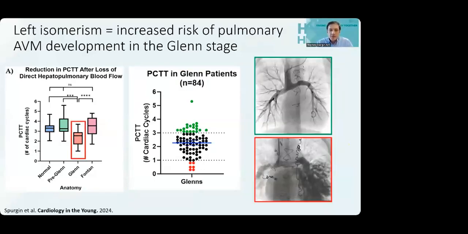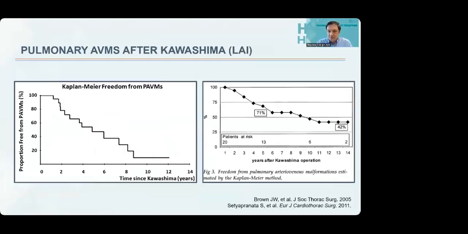Angiographically, we can pick up on the severity of pulmonary AV shunting using the pulmonary capillary transit time. When you compare the transit times of a bunch of Glenn patients, the ones with the most drastic pulmonary AVM are invariably those with interrupted IVC and left isomerism, seen on the bottom right, compared to the angiogram on the top right, which is a patient that does normal Gardner single ventricle ectoplasty.